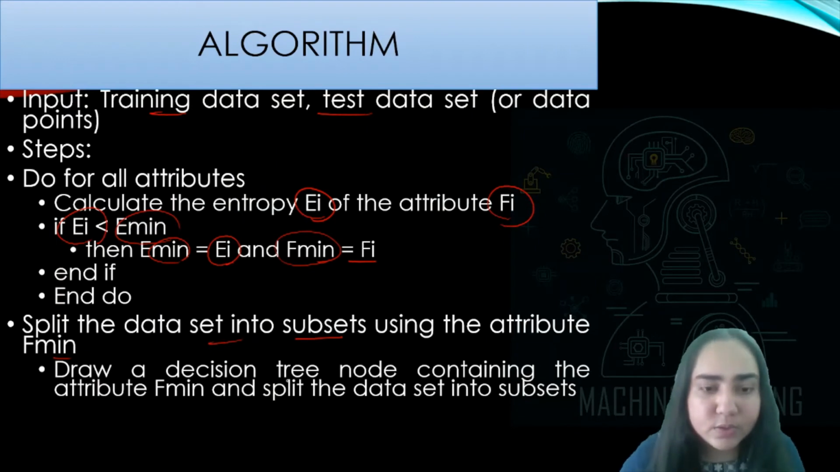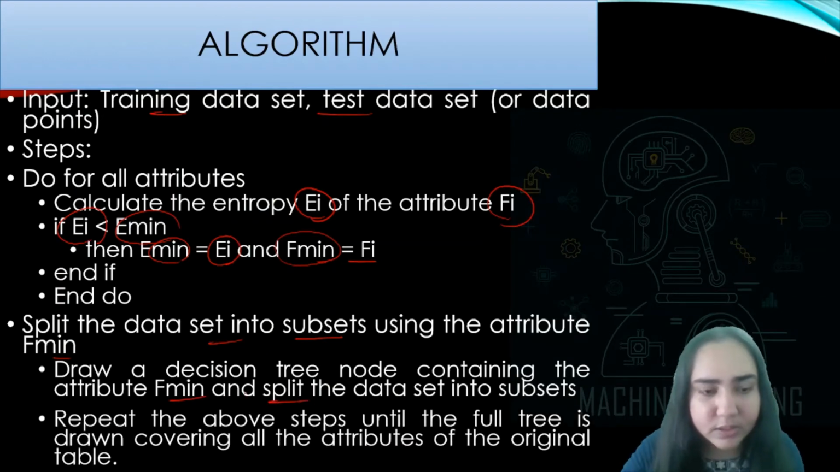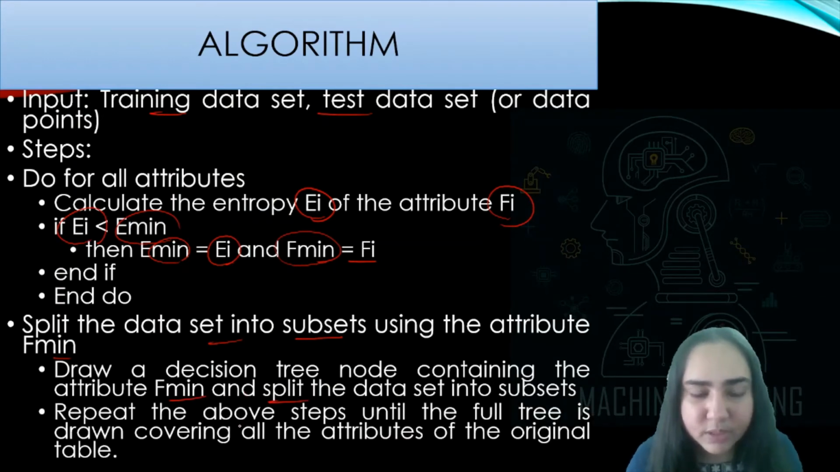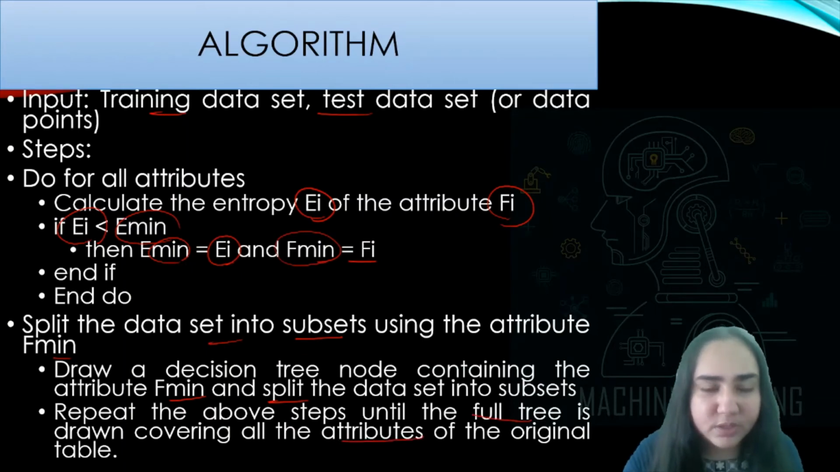Okay, so you will draw a decision tree containing the attribute F min and split data into subsets accordingly. And you will keep on repeating it till the full tree is drawn, covering all the attributes of the original table. So we already saw an example in the previous video, so I don't think this is very hard to understand.